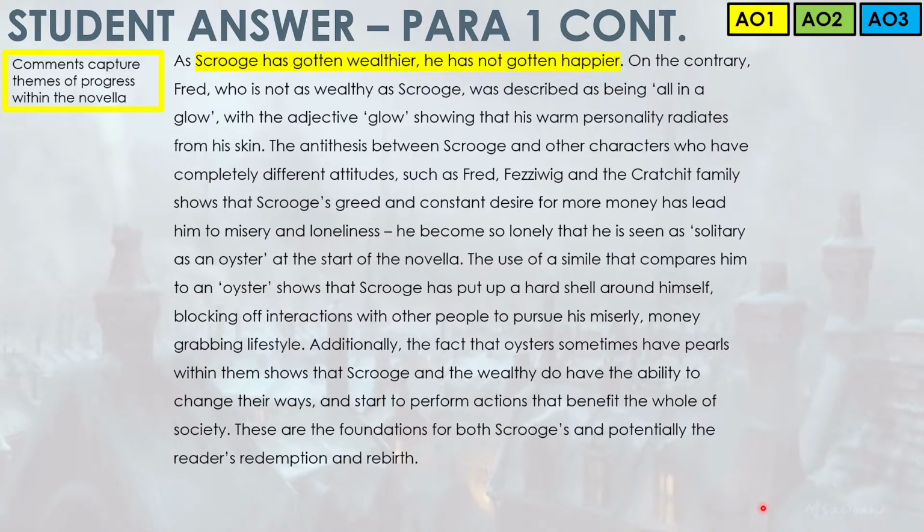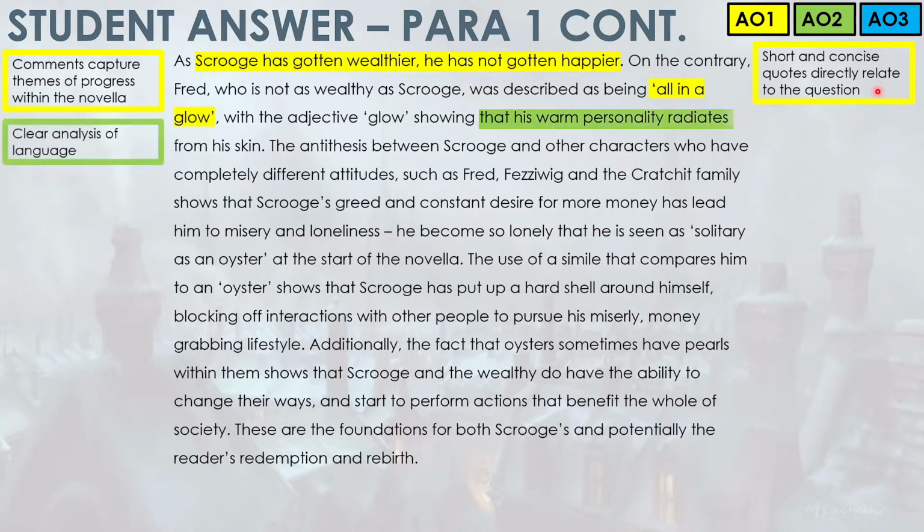So, as Scrooge has gotten wealthier, he has not gotten happier. This is a really helpful comment because it shows the progress of the themes within the novella. It's not just that Scrooge doesn't feel happy, it's suggesting changes in his life. Then we've got this very short quote from the description of Fred, "all in a glow." Very concise quote, directly links to the question, which is helpful. His warm personality radiates from his skin. So clear analysis of language.